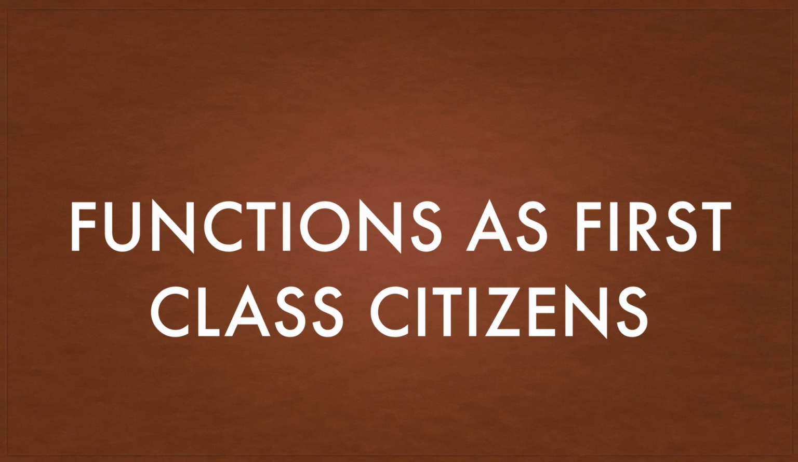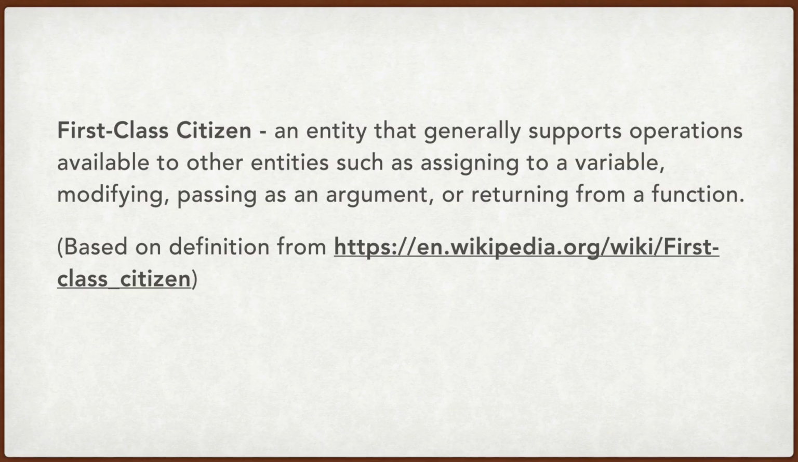Hello. Today we're going to be going over what functions as first-class citizens are. So first of all, a first-class citizen in programming basically refers to an entity that supports operations available to other entities, including things like assigning to a variable, modifying it, passing as an argument, or returning from a function. And this is based on the definition from Wikipedia.